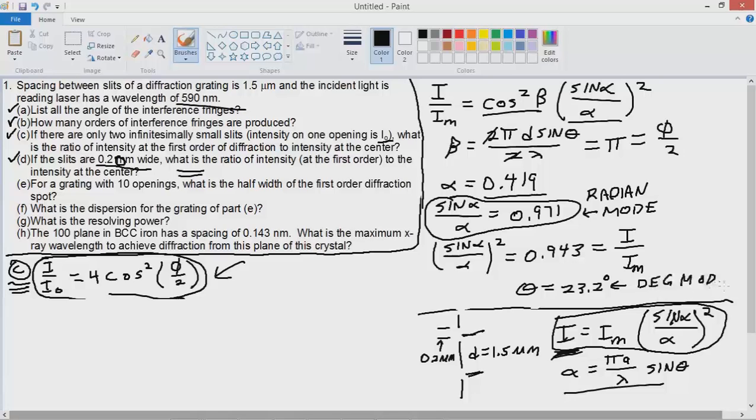Be careful about this. Okie dokie. Now, we're on to part E. We want gratings with 10 openings, and it's the same problem. Gratings, except there's 10 of them instead of just 2. Okay, I'll be back in just a second here. I'm going to clean things up.